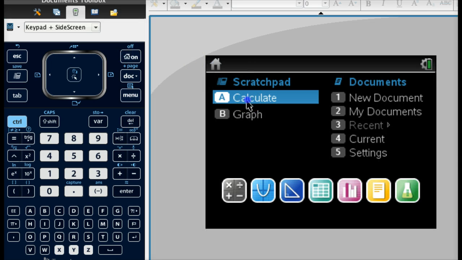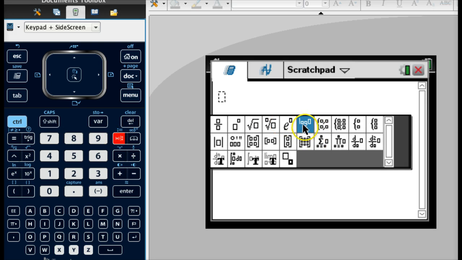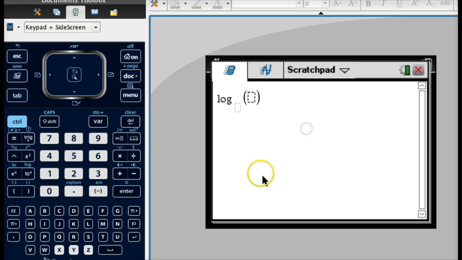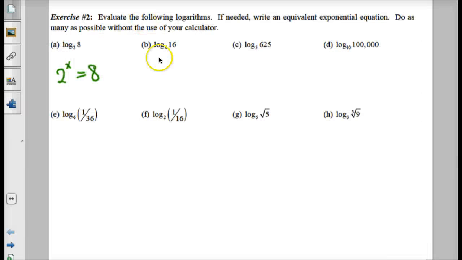So we are on the calculator. I need you to go to the key that's next to 9, and you're going to see the one that's highlighted. You're going to click on that. You're going to enter the number in the bottom, which is 2, and the number in parentheses, which is 8. And if you hit enter, you will see that the answer is 3, which works out: 2 to the third power is 8.